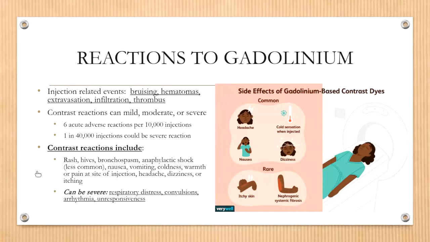So if you ever hear a patient say, I had a reaction, even if it wasn't to MRI contrast, I would still discuss it with the radiologist. The severe reactions include respiratory distress and convulsions, arrhythmia, and then possibly unresponsiveness. And these would all require calling 911.